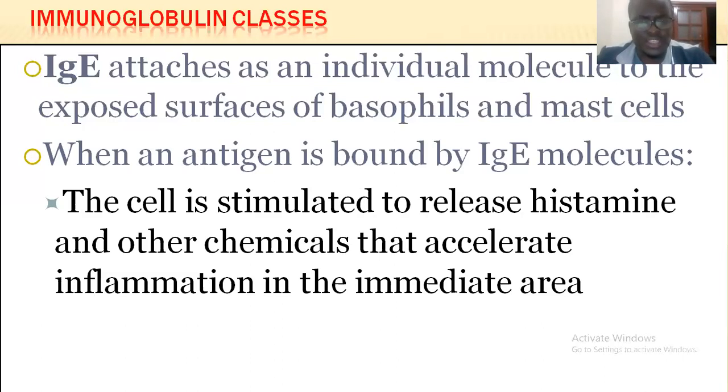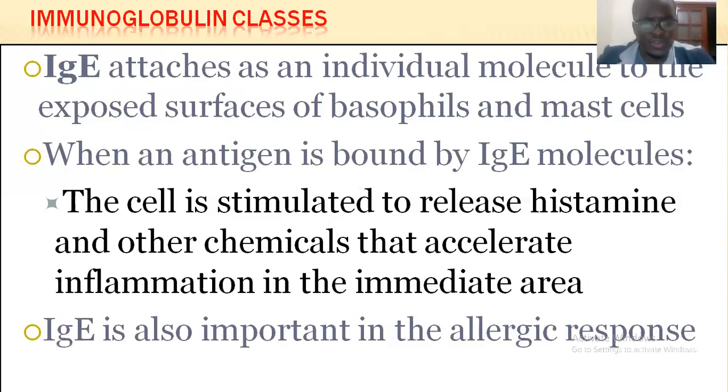Then when an antigen is bound by IgE molecule, the cell is stimulated to release histamine, like I said, and other chemicals that accelerate inflammation in the immediate area. So you can see that they're producing histamine, a vasodilator, to promote inflammation because of the movement of fluids from the cardiovascular system to the inflamed areas, and also movement of white blood cells to those areas. So the IgE is also important in allergic response.